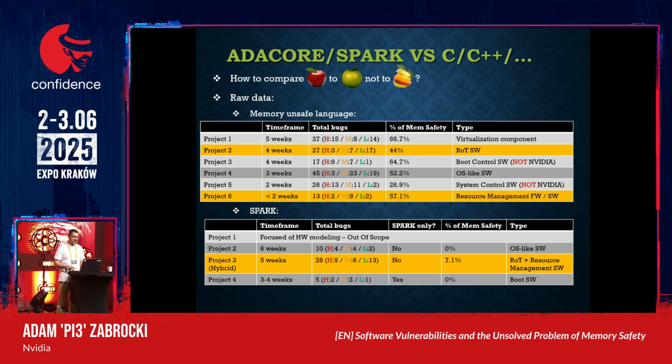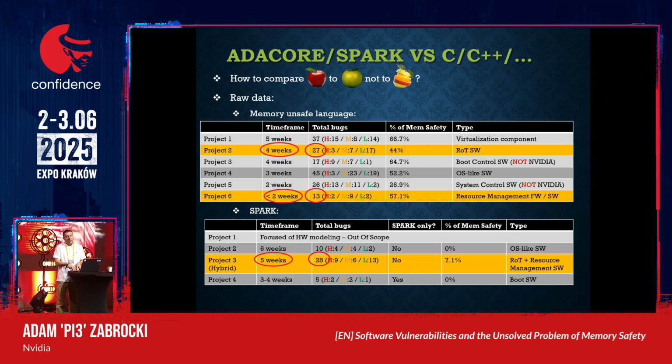The last project is a hybrid project, let's say, in Spark, which is equivalent of 2 projects in the memory unsafe language, which are root of trust software and resource management firmware. And we had the same project having 2 features in Spark. We spent almost the same amount of time on both of those. Again, in memory unsafe language, we found 40 bugs and 28 in Spark. And there is 7% memory safety issues in Spark.